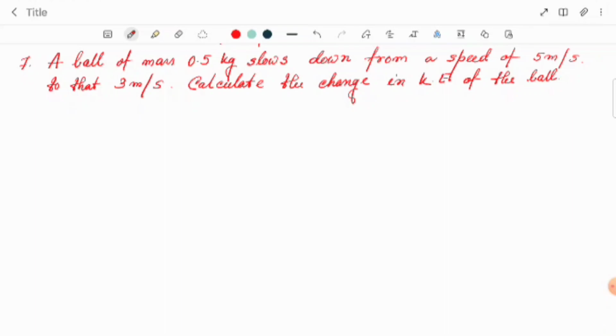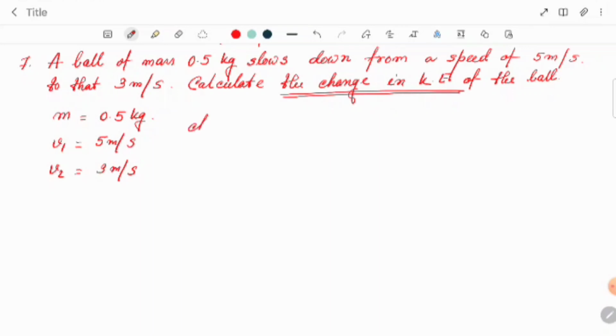So the kinetic energy first we have to calculate. Let's see what is given. Mass is given m equal to 0.5 kg. V1 is given 5 meter per second, and here V2 is given 3 meter per second. We have to calculate the change in kinetic energy. Keep it in your mind, change in kinetic energy.